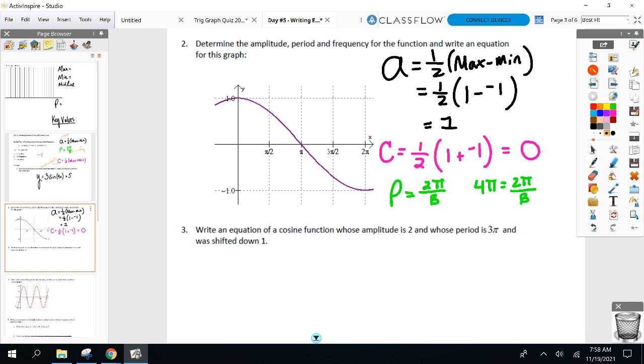How do you solve that? Cross multiply. One at a time. 1 times 2 pi equals 4 pi times B. 4 pi B.